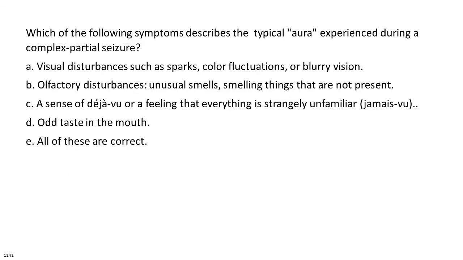Which of the following symptoms describes a typical aura experienced during a complex partial seizure? A. Visual disturbances such as sparks, color fluctuations, or blurry vision. B. Olfactory disturbances, unusual smells, smelling things that are not present. C. A sense of déjà vu or a feeling that everything is strangely unfamiliar, jamais vu. D. Odd taste in the mouth. E. All of these are correct.